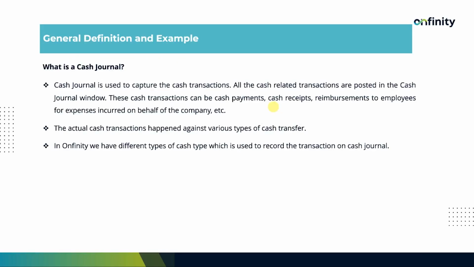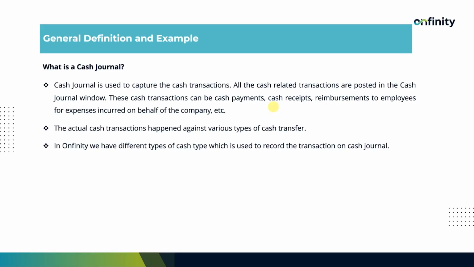A cash journal is used to capture cash transactions. All cash-related transactions are posted in the cash journal window. These cash transactions can include cash payments, cash receipts, or reimbursements to employees for expenses incurred on behalf of the company. The actual cash transactions happened against various types of cash transfers.